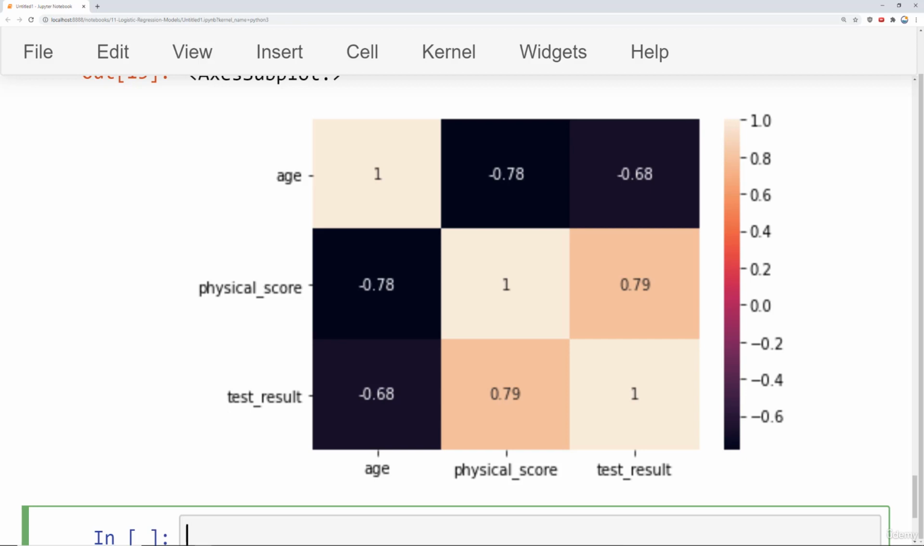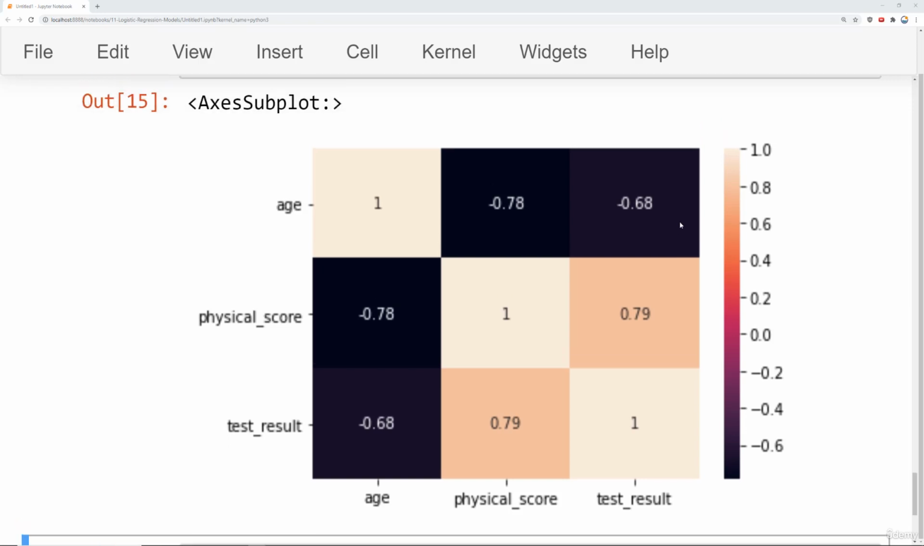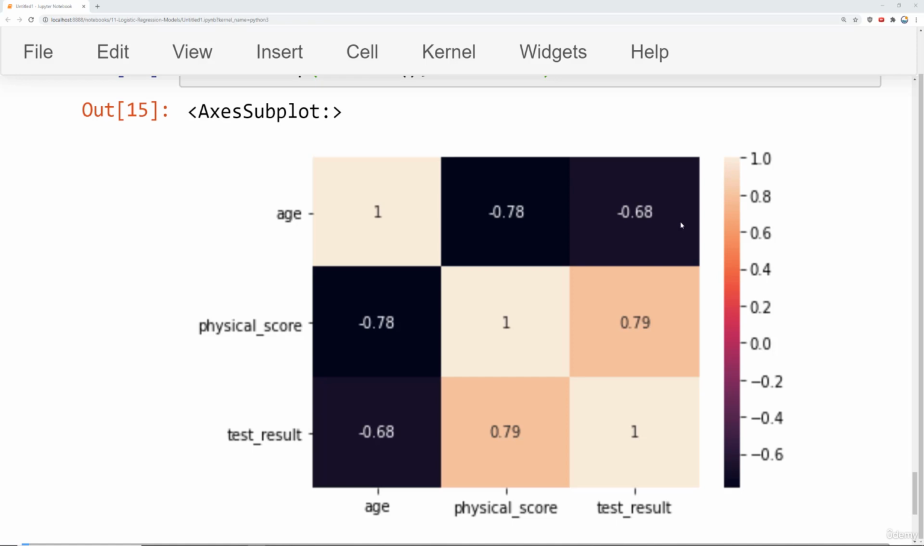Okay. The last thing I want to show you here is that sometimes when you're dealing with classes, scatter plots don't really work too well if one of your axes is going to be based on the class.